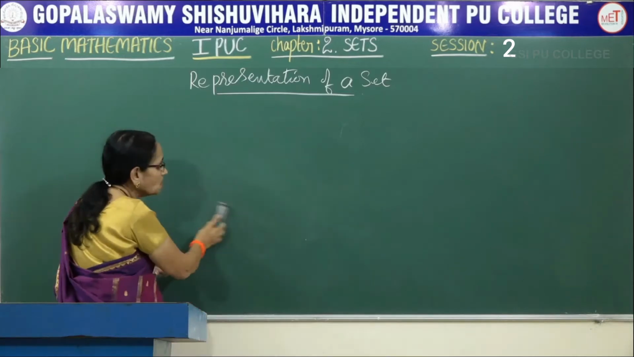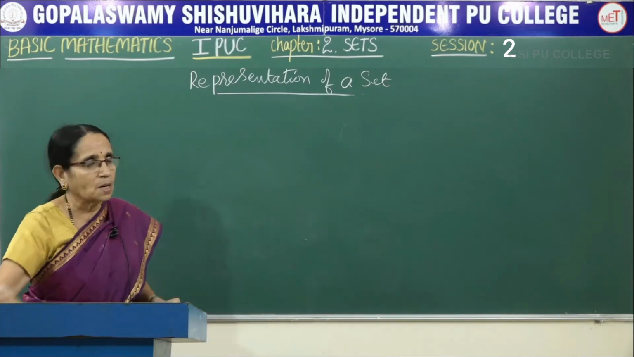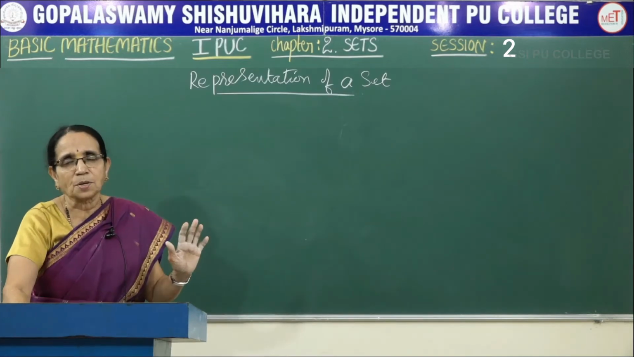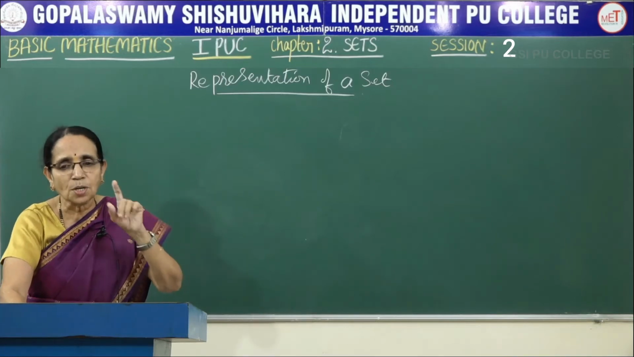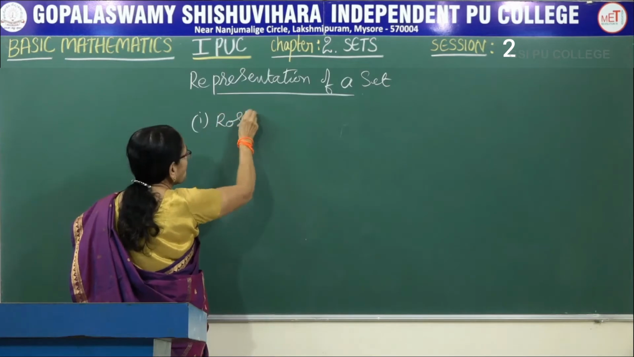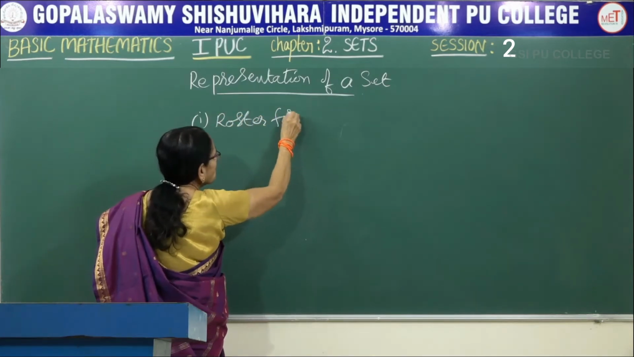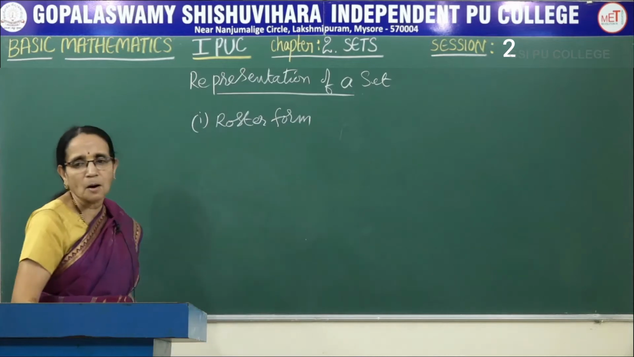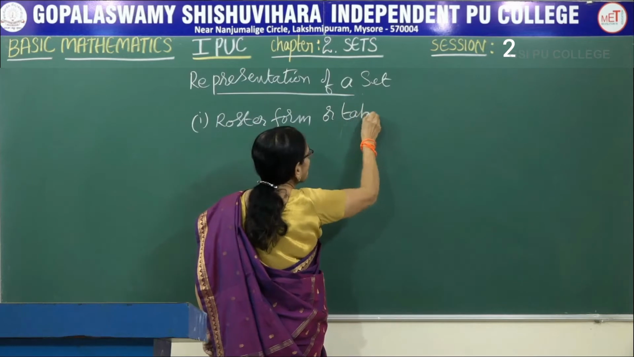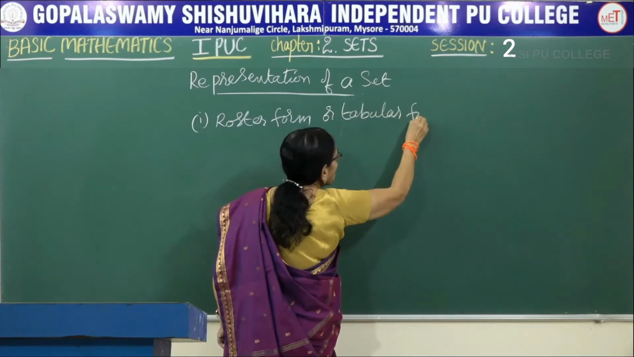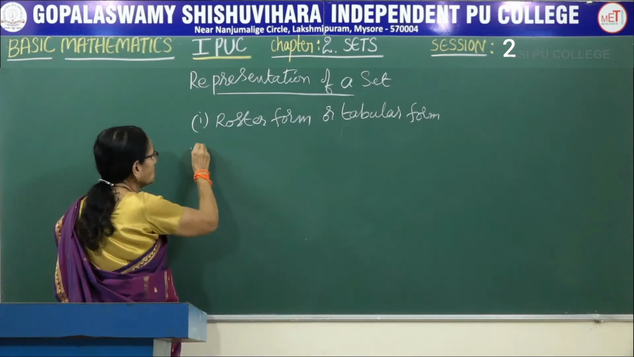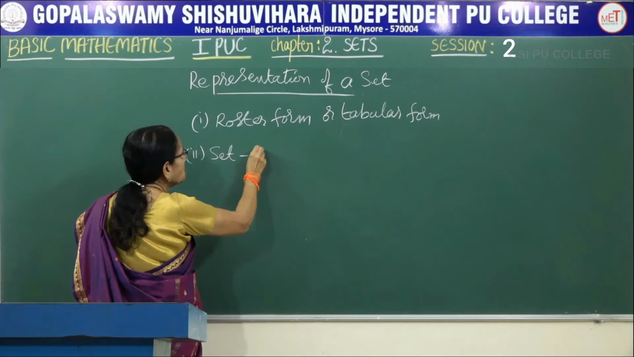Now, a set can be represented, that's why I have given the heading, representation of a set. It can be represented in 2 different ways. One is called the roster form, or tabular form. Both words are used. It is called roster form or tabular form. The second one is called set builder form.